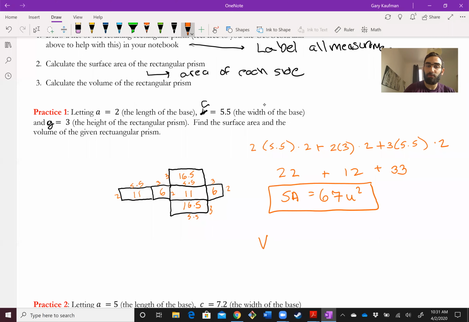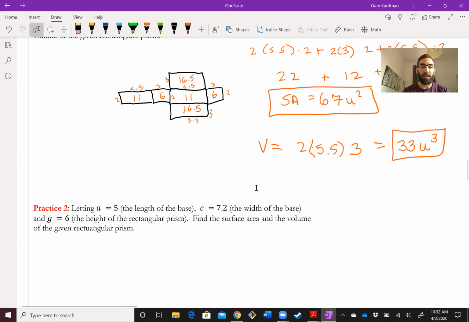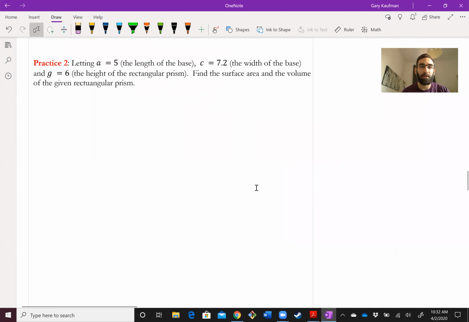My volume, well, the area of the base, I actually already found it. It's 11. It was 2 times 5.5 times the height, which was 3, is therefore 33 units cubed. And that's my volume. Here's practice 2. Go ahead.